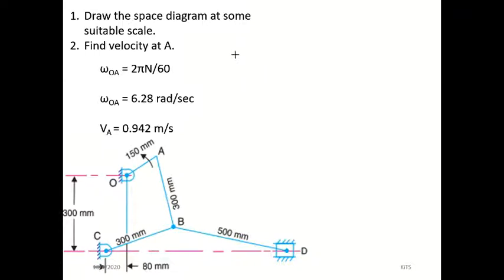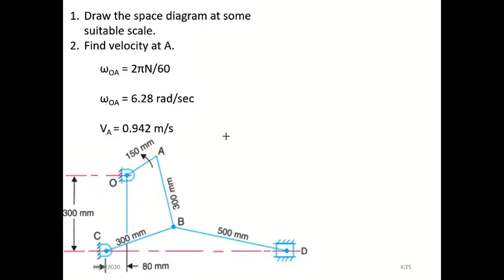150 mm we have to write in meters, so 0.15 meter. So velocity is equal to 0.942 meter per second. So we get the velocity of link OA. Since O is a fixed link, we have to mention only A. So we got the velocity of the link OA.